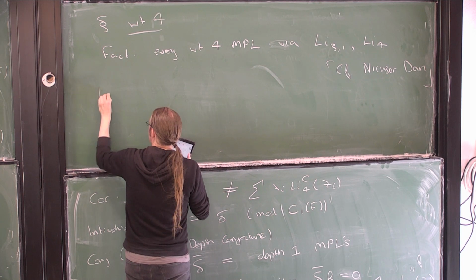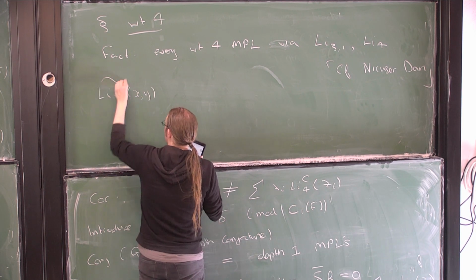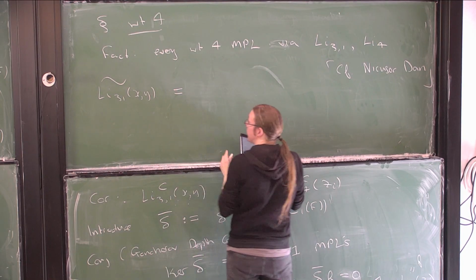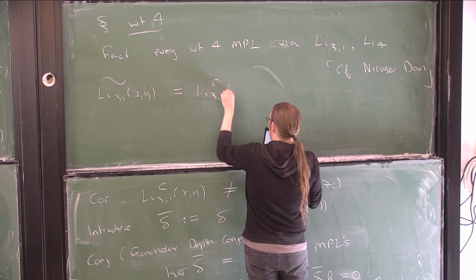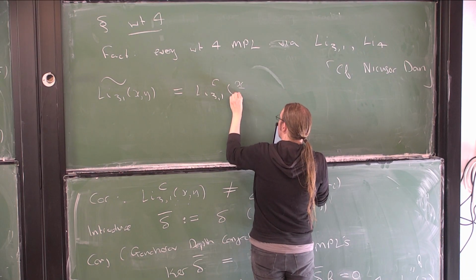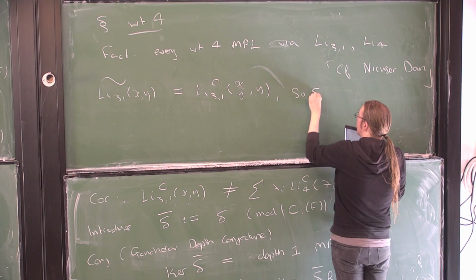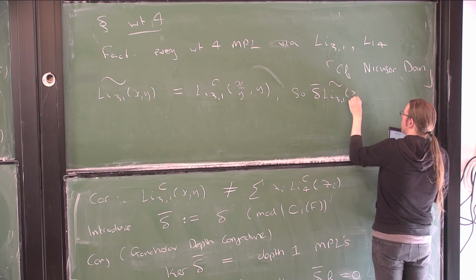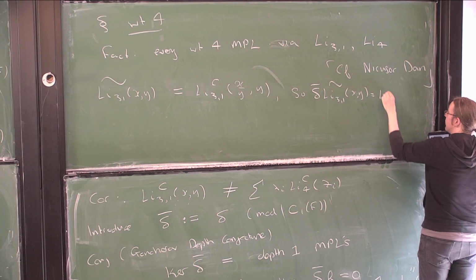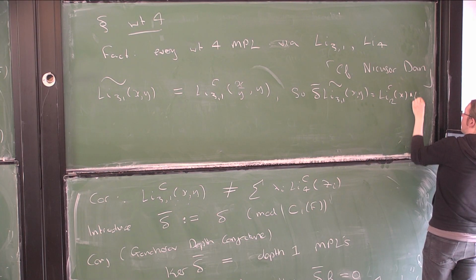So, okay, for simplicity, let me introduce notation for a certain change of variables. I'm going to write Lie 3-1 with a twiddle to be Lie 3-1 of x over y comma y. So the truncated co-bracket of Lie 3-1 twiddle is Lie 2 of x times Lie 2 of y.